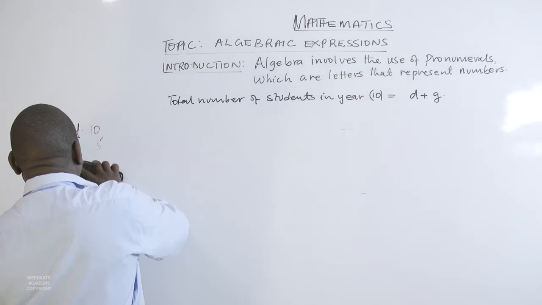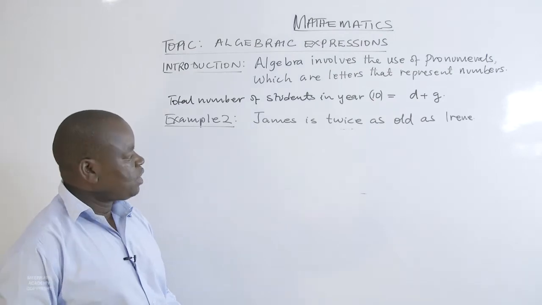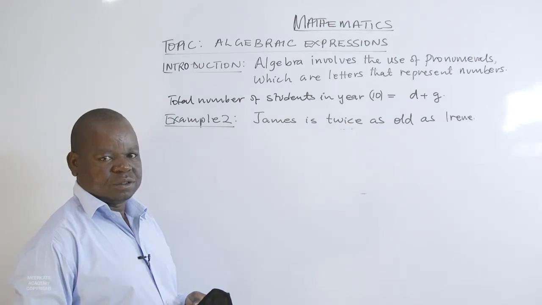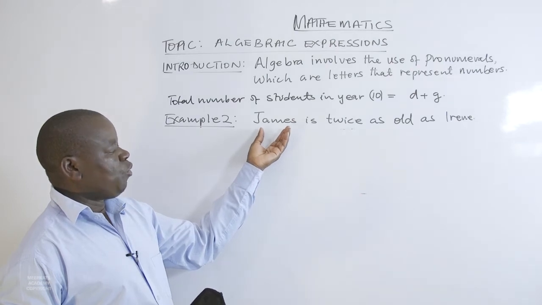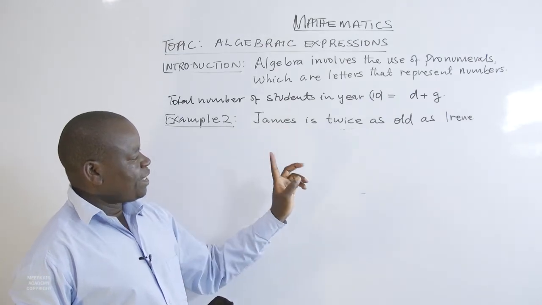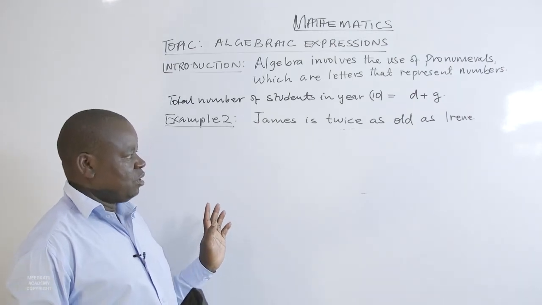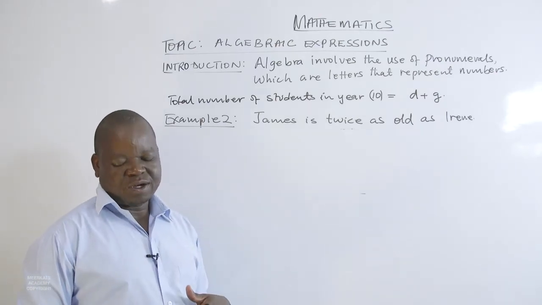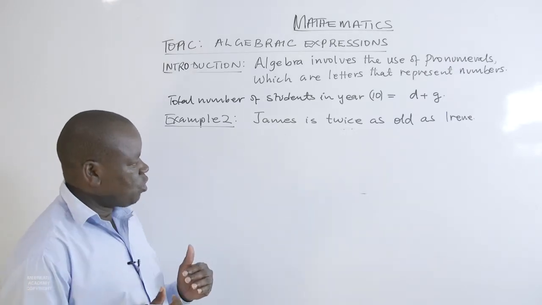Now let's look at another example. We have been told that James is twice as old as Irene. These are two people, and we are comparing the ages of two people. That is the statement we know. From this statement, we want to derive a mathematical meaning.